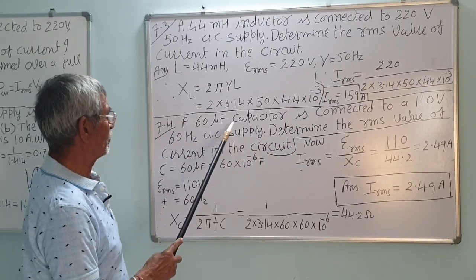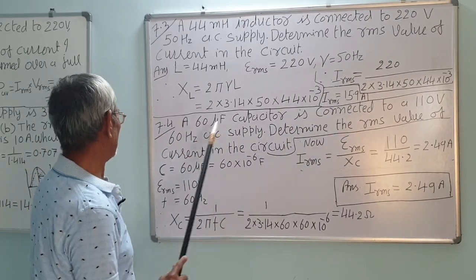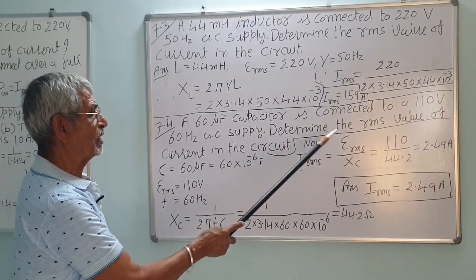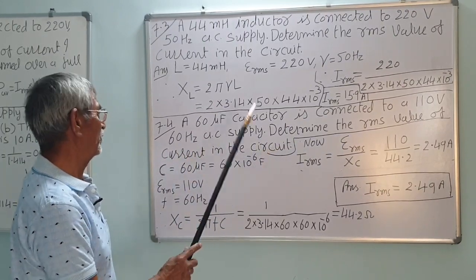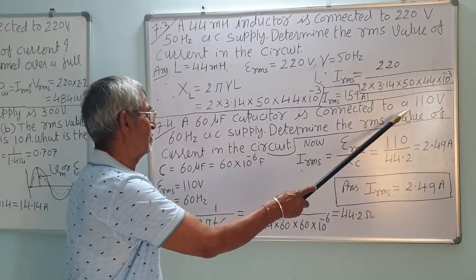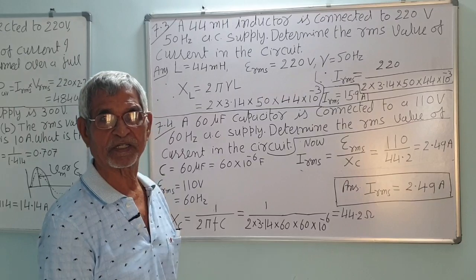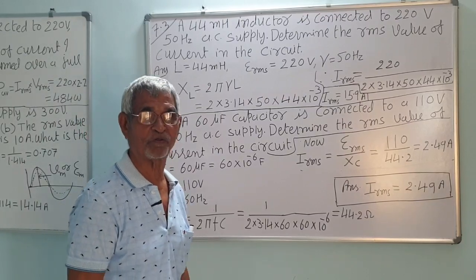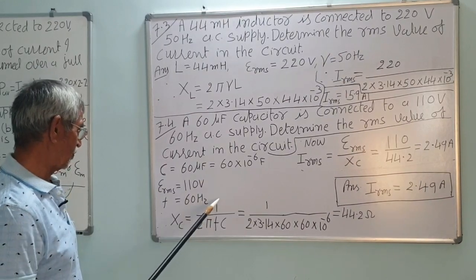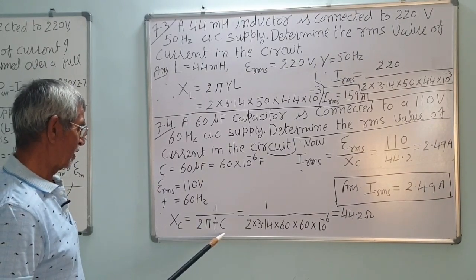A 60 microfarad capacitor is connected to a 110 volt 60 Hertz AC supply. Determine the RMS value of the current. In the same way, here it is the RMS voltage 110 divided by the capacitive reactance. The capacitive reactance XC is equal to 1 upon 2 pi nu C, or 1 upon 2 pi FC.